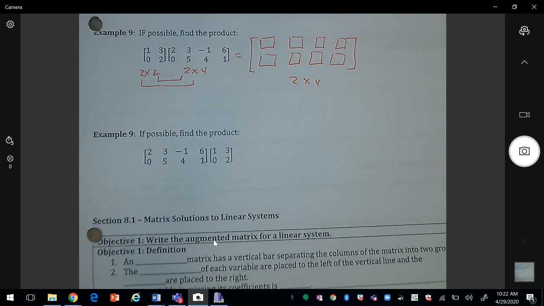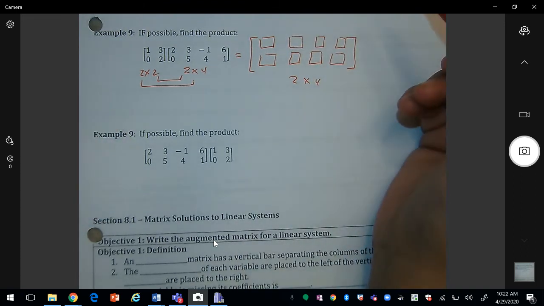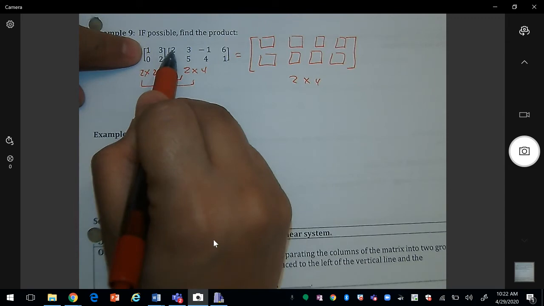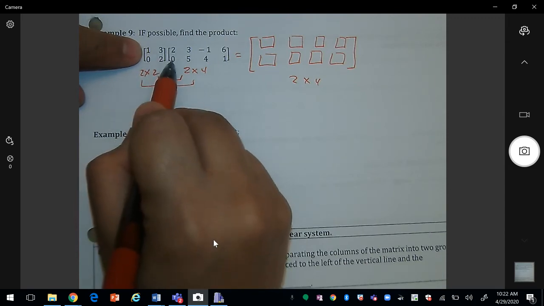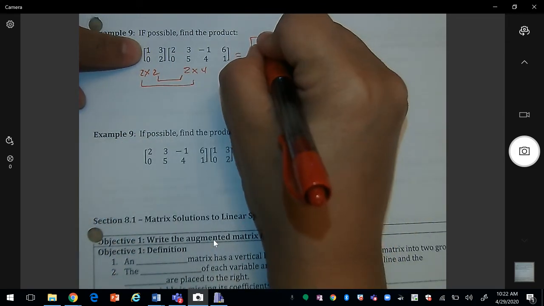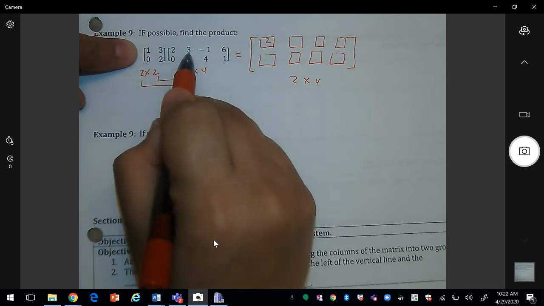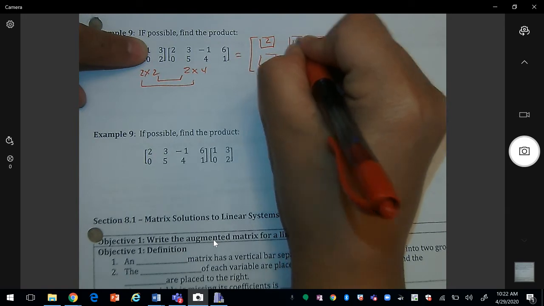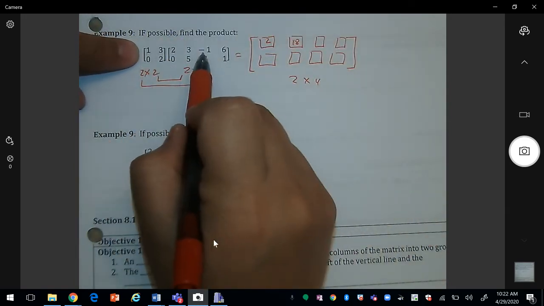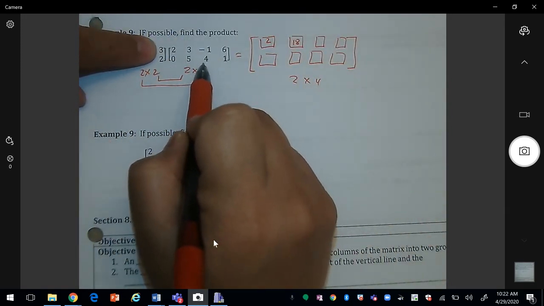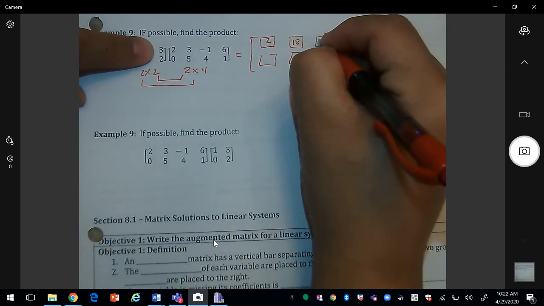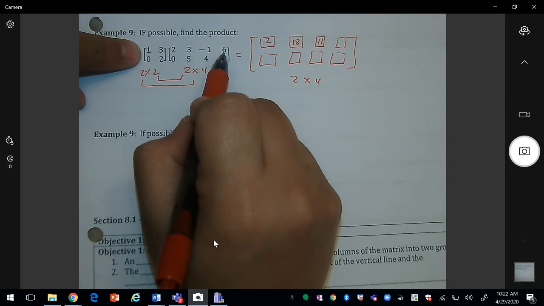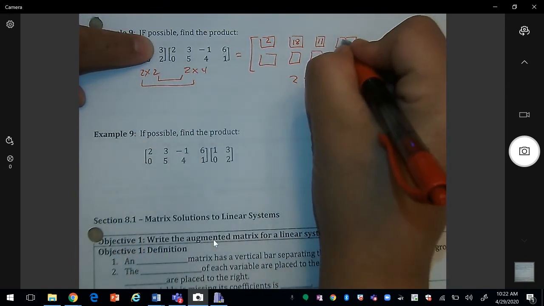Okay, so if we multiply this, then it would be the first row, 1 times 2 is 2, 3 times 0 is 0. So my answer would be 2. 1 times 3 is 3, 3 times 5 is 15. So the answer there would be 18. 1 times -1 is -1. 3 times 4 is 12. So my answer is going to be 11. And 1 times 6 is 6. 3 times 1 is 3. So we get 9.